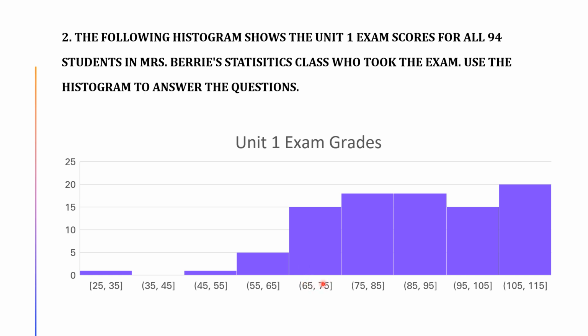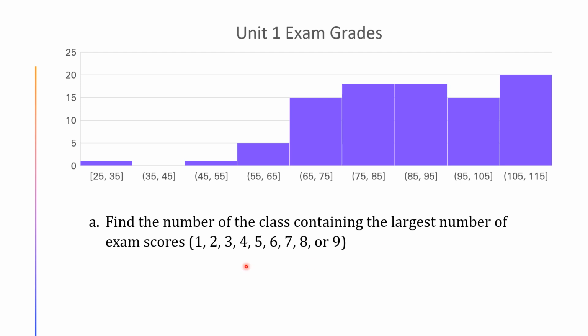Looking at between 65 and 75, we had about 15 students scoring between a 65 and a 75, sorry, my bad. And then between 55 and 65, we had 5 students scoring in that area. And it looks like maybe one scored between a 45 and a 55, and then one scored between a 25 and a 35.